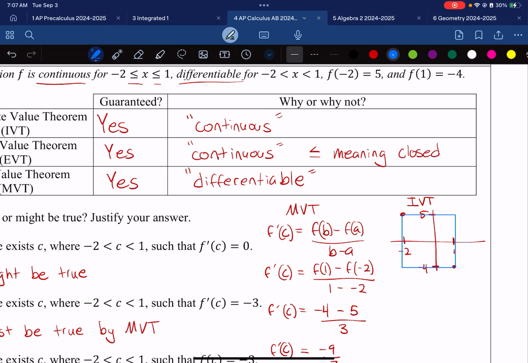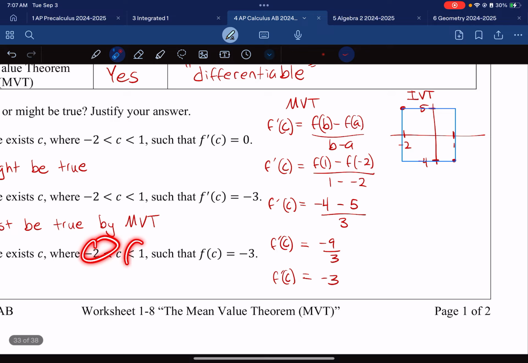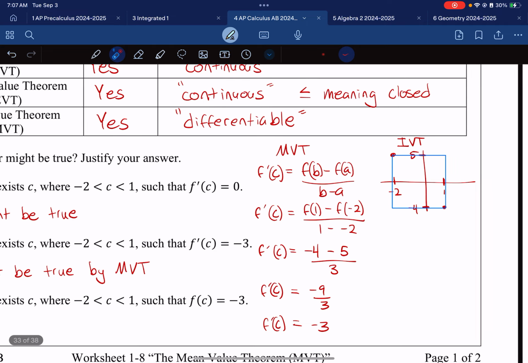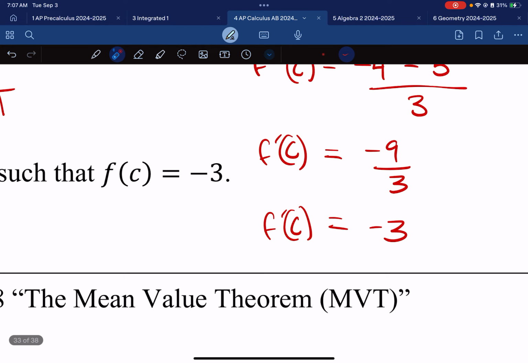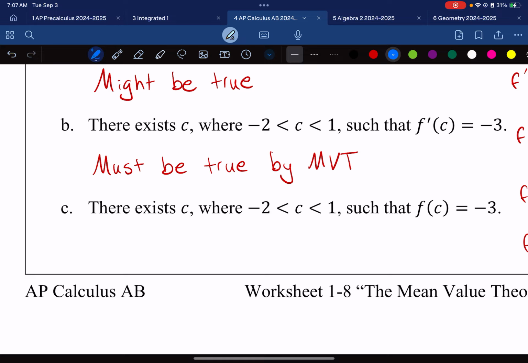Close enough. Okay, as long as I stay between negative 2 and 1, which it says I'm staying between, I'm looking for a height of negative 3. Well, negative 3, as it so happens, is right here, right above negative 4, and that is inside the rectangle, so that must be true. If it was outside the rectangle, it could be true, but it doesn't have to be true. So this one is a must.